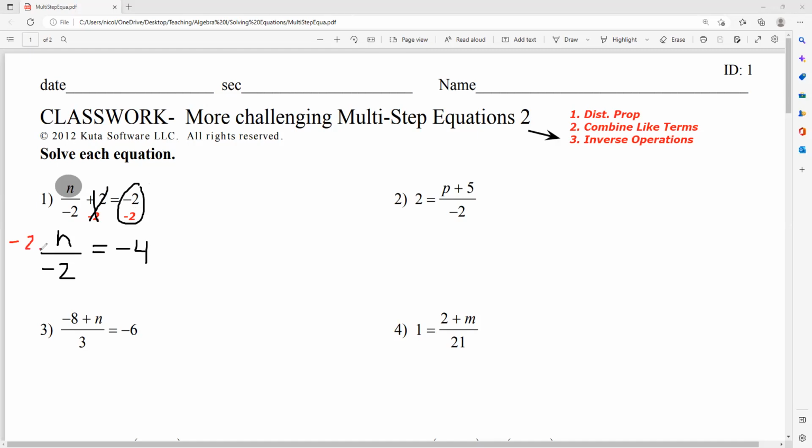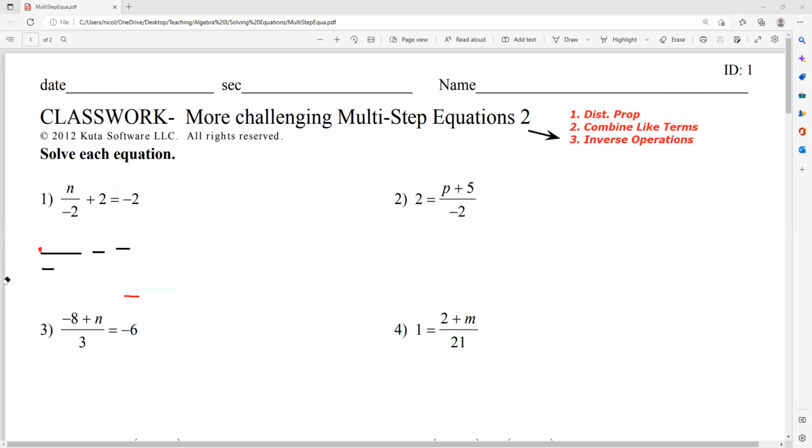So by multiplying both sides by negative 2, this cancels out, right? Because that gets you negative 2n over negative 2, which is just n. And negative 4 times negative 2 is equal to 8. And that's the answer. You could even check your answer.